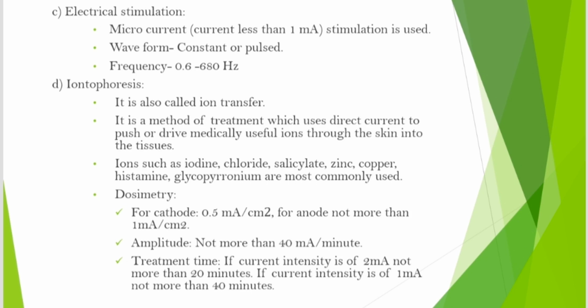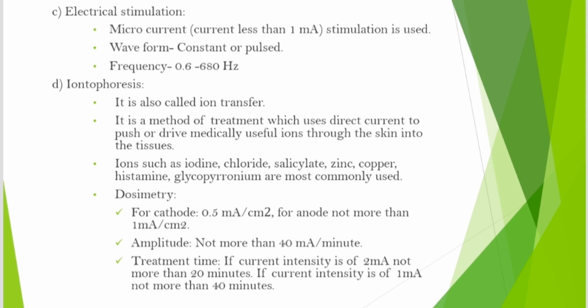Electrical stimulation. In case of tennis elbow, microcurrent stimulation is used, which is a current less than 1 milliampere. Waveform constant or pulsed. Pulsed waveform is used in acute condition and constant waveform is used in chronic condition. Frequency is 0.6 to 680 Hz.